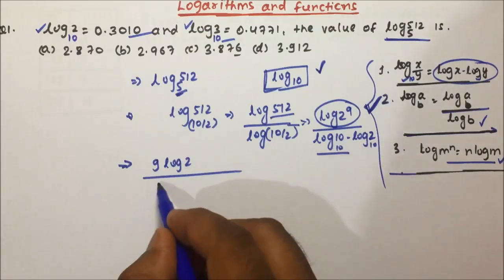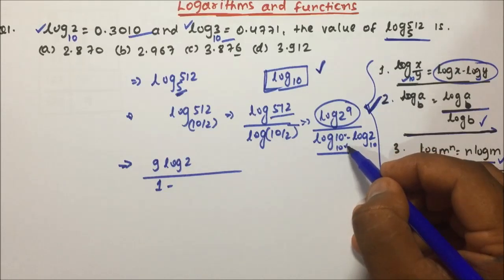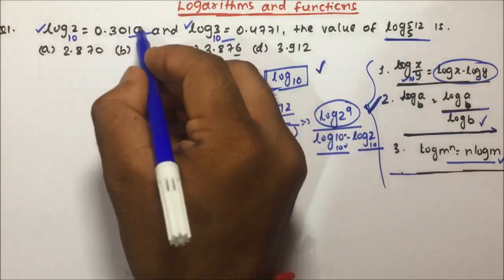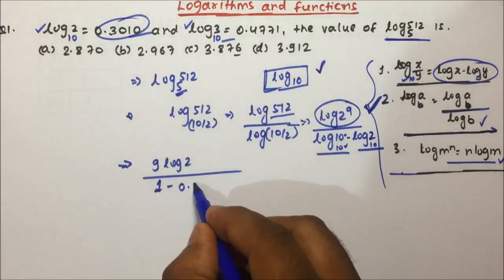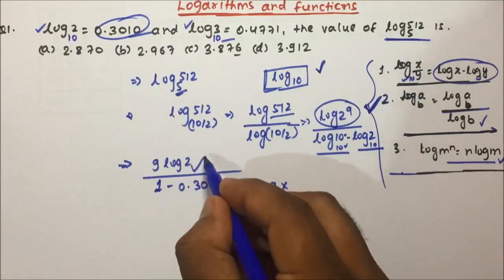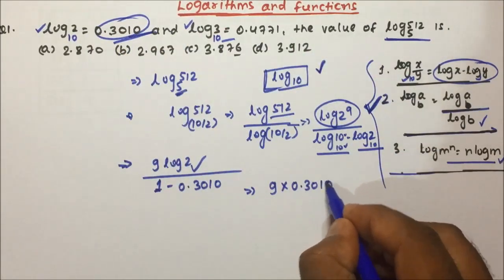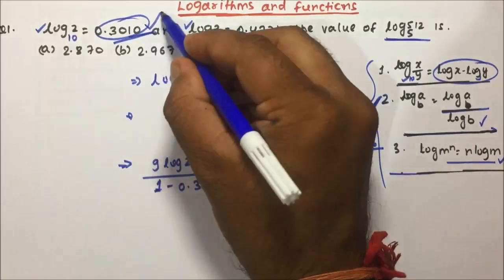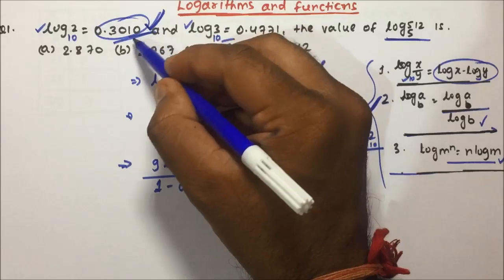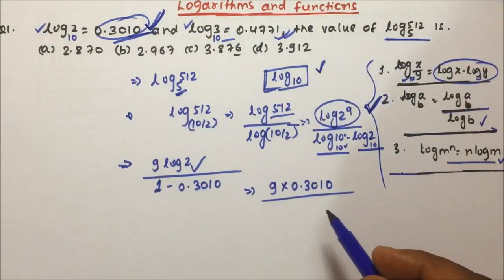Log 10 with base 10 will become 1. If the base and the number are the same, then the value is equal to 1. So 1 minus log 2, and the value of log 2 is given, which is nothing but 0.3010. Now 9 log 2, what is the value of log 2? Log 2 is nothing but 0.3010. So friends, this might not be given in the exam also. So I suggest you please remember at least the log 2 and log 3 values, right? This is expected.